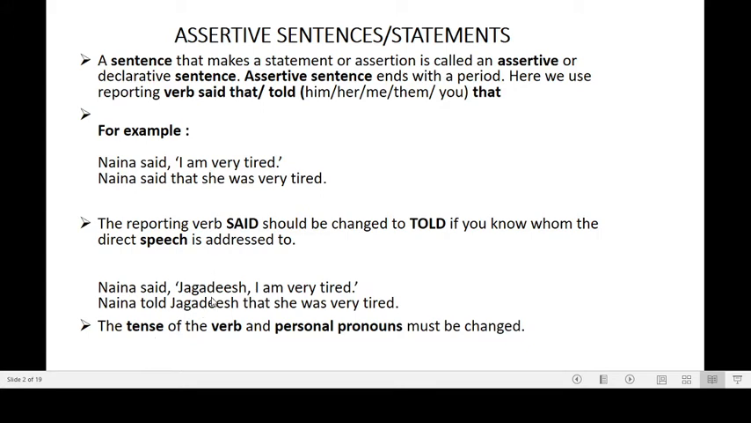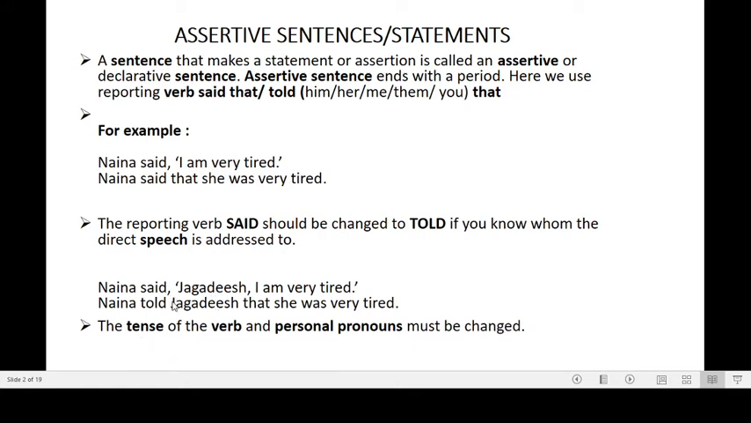So since the statement is addressed to a person and the person name is given in the sentence, we have to use told with the name of the person or pronoun and that. You see, Naina told Jagadish that she was very tired. So you must understand, said that should be used when the statement is not addressed to anyone, and told someone that should be used when the statement is addressed to someone in the sentence which is in direct speech.